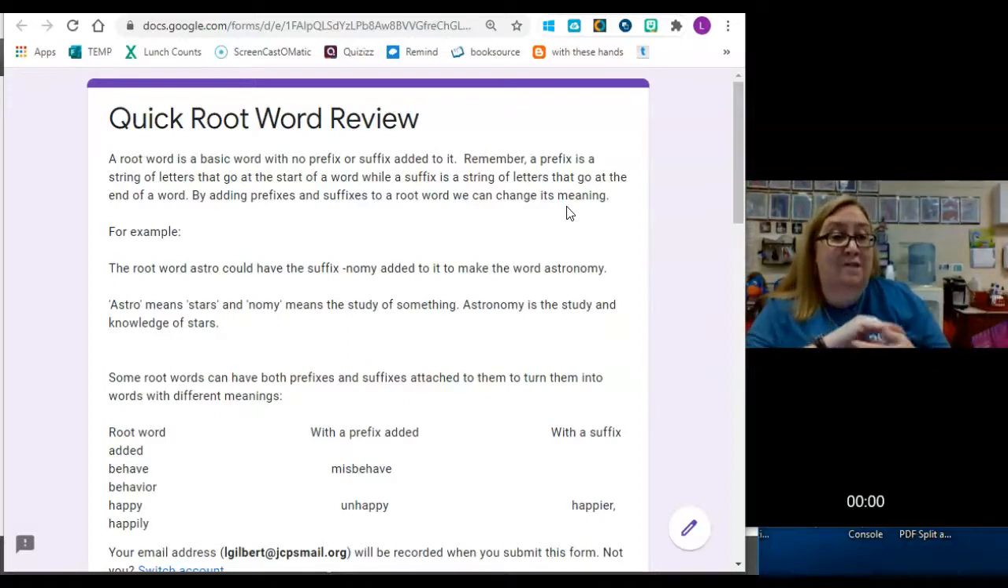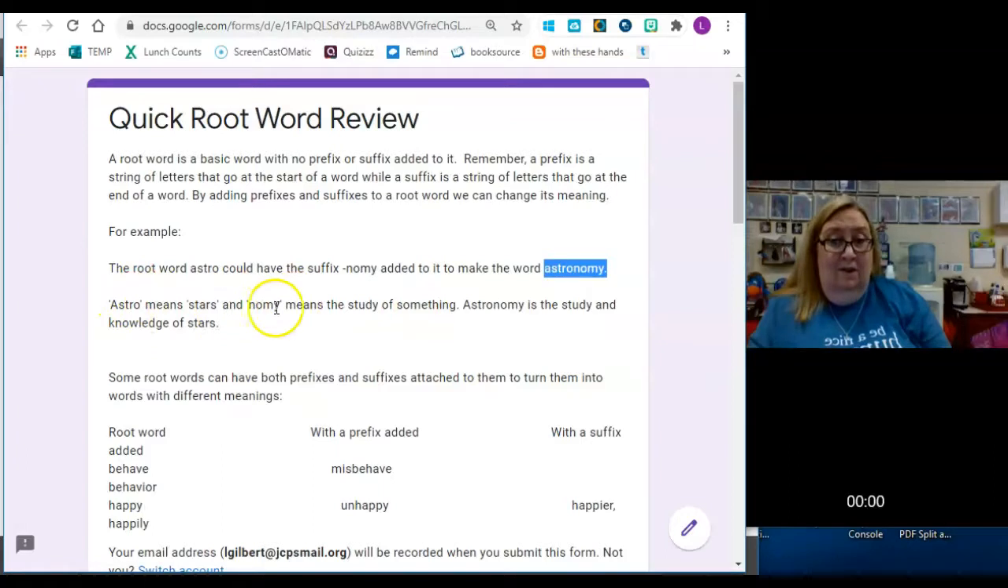If something is understandable, you're able to understand it. But if you misunderstand something, it means you understood it incorrectly. Mis would be wrong. Misunderstand. You wrongly understood it. Here's another example. Let's look at the root word astro. We can add a suffix, nomy, added to the end of it, and now we have the word astronomy. Astro means stars, and the suffix nomy means the study of something.